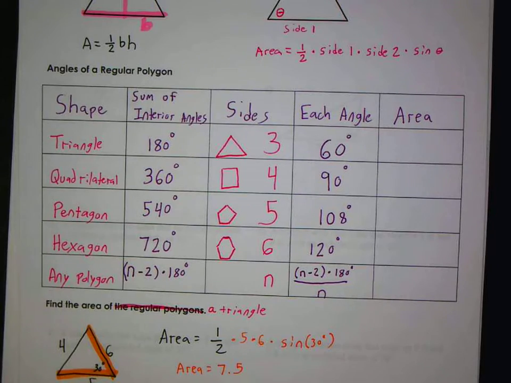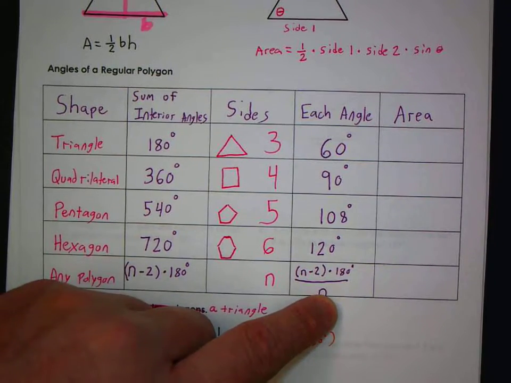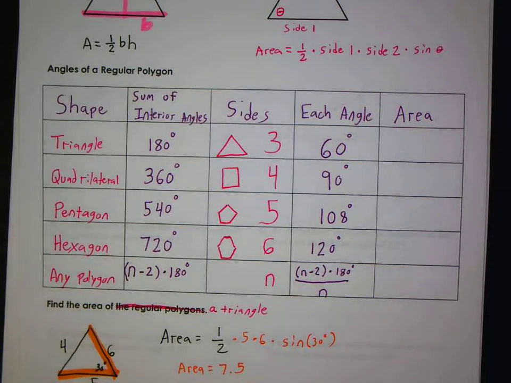So 10-sided, a decagon, you would take 10 minus 2 is 8. 8 times 180 divided by 10. Whatever that is. Who cares at this point? Does that make sense?